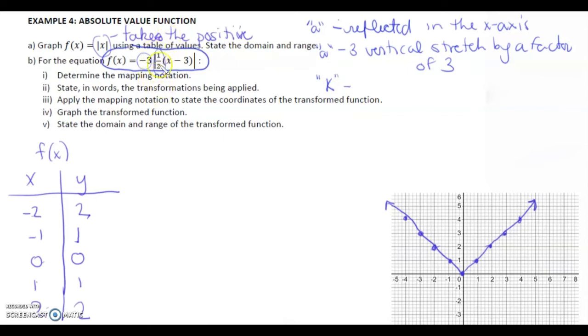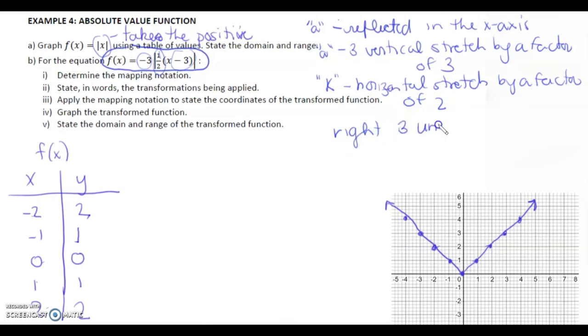Okay, 1/2 is the k value. And remember, this one's backwards, it's the reciprocal. So it looks like 1/2, so this is actually a horizontal stretch by a factor of 2. Okay, and then the -3 means right 3 units. And that's going to be our d value. You can say horizontally shift, but ensure that you have the right 3 units in there.